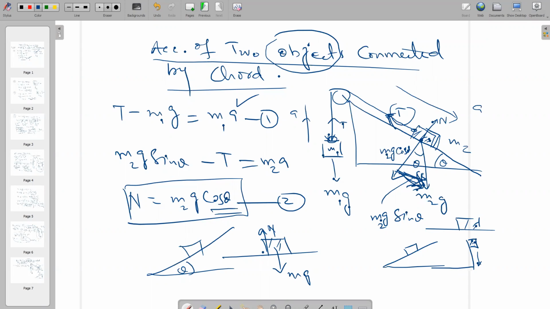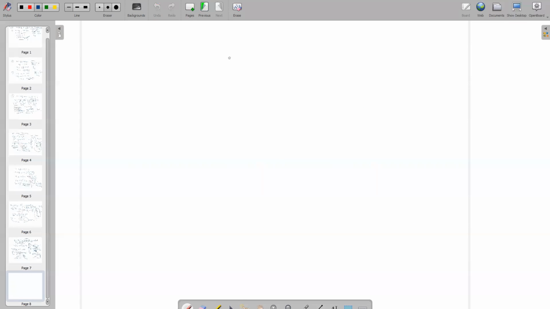After these situations, there are some inclined plane situations. Before the force of friction, I just want to discuss those situations. Okay, let's see. Because the problems are concerned with these situations. So I'm discussing the inclined plane situations.